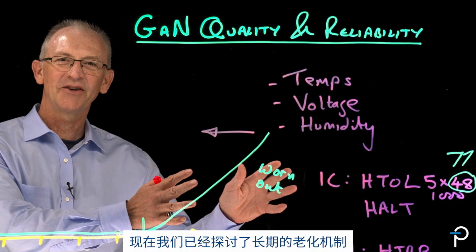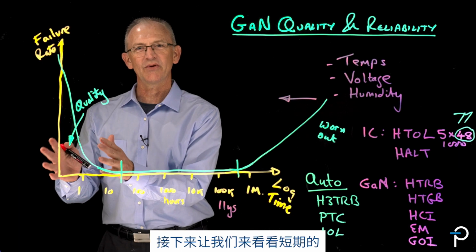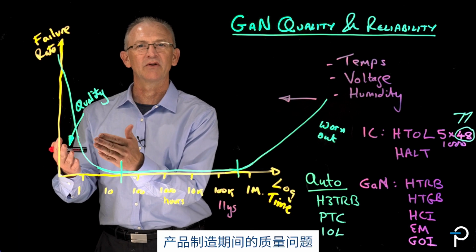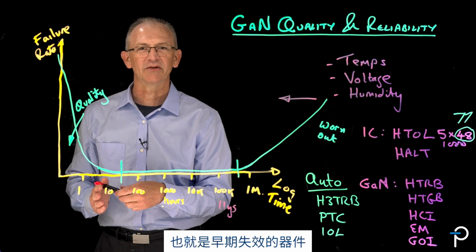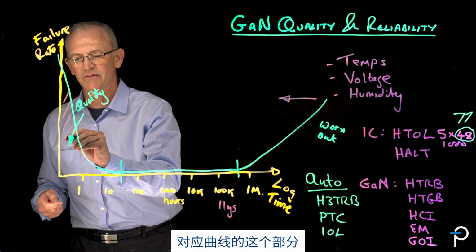So now we've taken care of the long term, the wear out mechanisms. Let's take a look at the short term, the manufacturing quality problems, the parts that failed in early life. And that's this area of the curve.